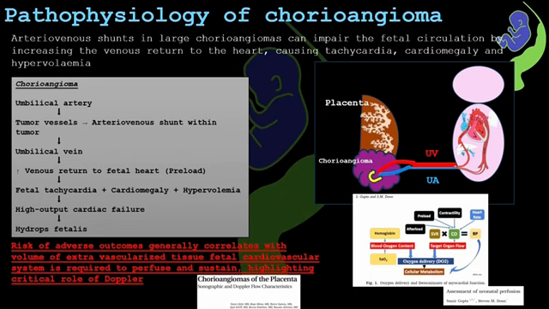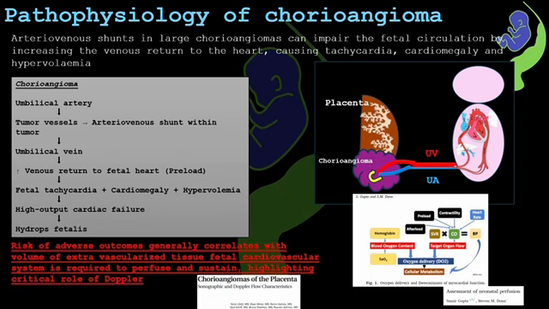First is that the preload of the heart is increased because of high venous return. Second, the fetus must also meet the metabolic demand of this extra tissue, that is chorioangioma. So to cope with this increase in preload, the fetal cardiovascular system responds by increasing the contractility and the heart rate, thereby increasing the combined cardiac output. And this is the reason why we see hyperdynamic circulation with fetal tachycardia, cardiomegaly, and hypervolemia.